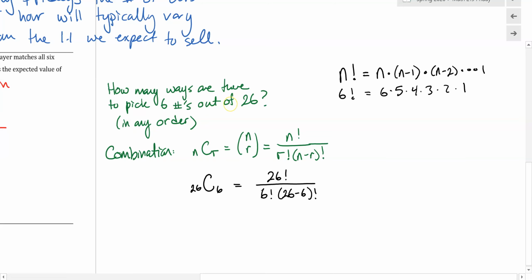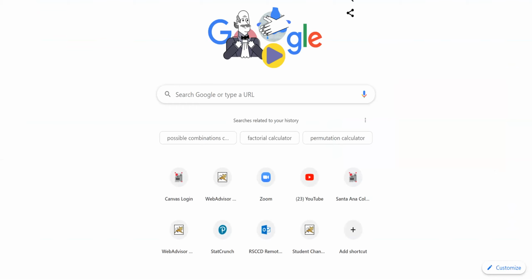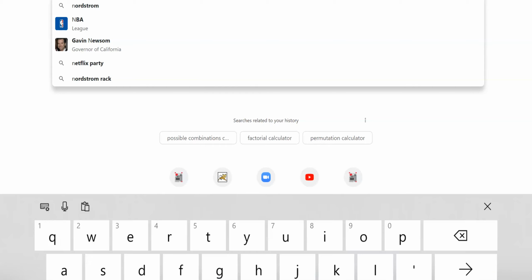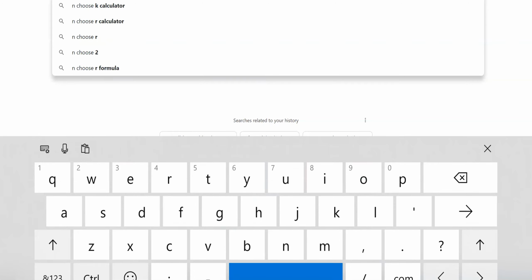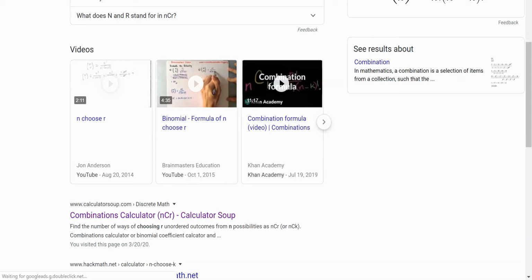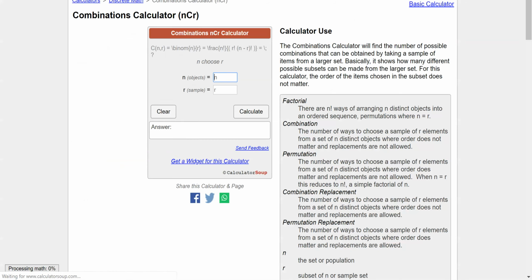So here's what we're going to do. We're just going to go to Google and let it do it for us. A lot of scientific calculators can do this, and depending on your calculator, I'll help you find it. But you can also just go to Google and type n choose r. If I scroll down, I'm going to find a combinations calculator. I bet if you were to type in combinations calculator or n choose r calculator, you'll get it even faster. But let's just see what that does.